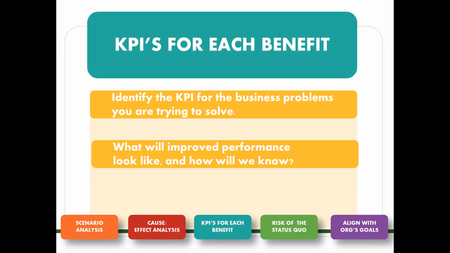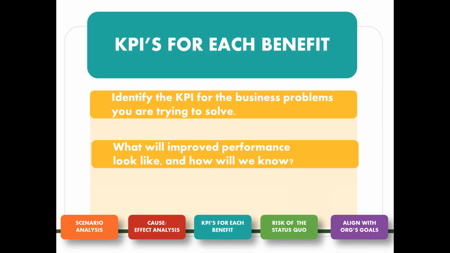Okay, which again leads to these last two pieces of our business case, which is the key performance indicators for each benefit. So what is the key KPI for the business problem you're trying to solve? So we've identified the program. We understand the most likely outcome. We've identified the cause and effect analysis for each element of the program, so we know what success will look like. And now we're going to explain to the business professionals throughout the organization how we know we've been successful. How are we going to measure success? What will improved performance look like, and how will we know?